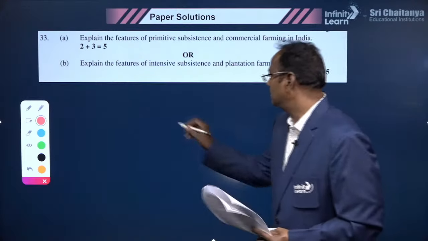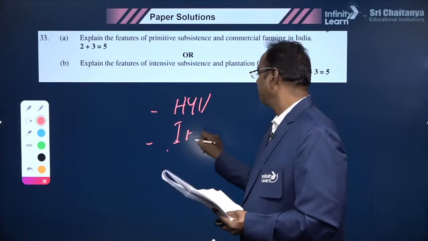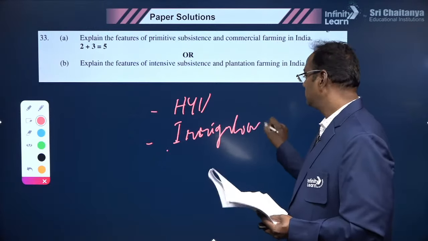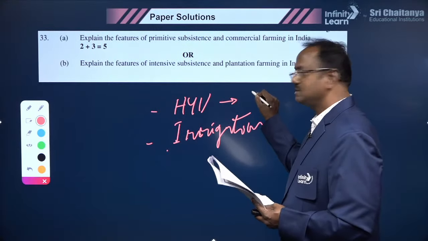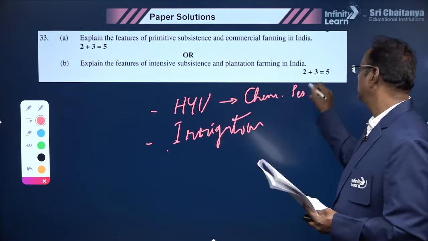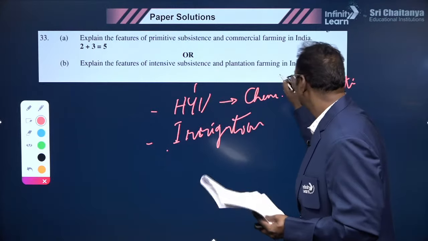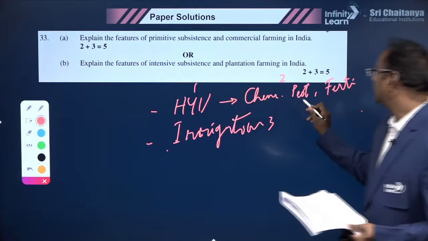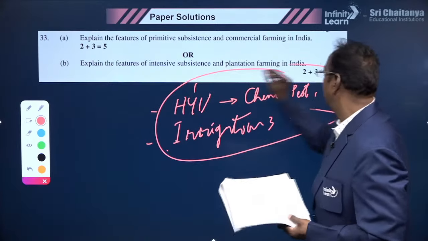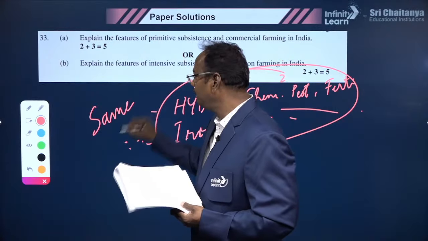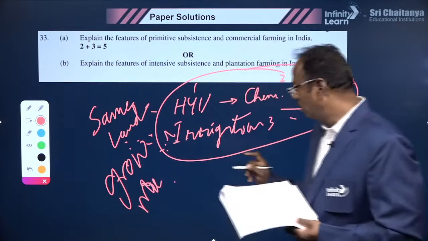Understand? They use a set of HYV seeds, and better irrigation is compulsory, because without irrigation HYV seeds cannot withstand. And after HYV seeds are used, chemical pesticides and fertilizers are used. So it is all a set: 1, 2, 3. Using HYV seeds, chemical pesticides and fertilizers, and better irrigation, this total set is implemented on the same piece of land, and they try to grow more on the same piece of land.